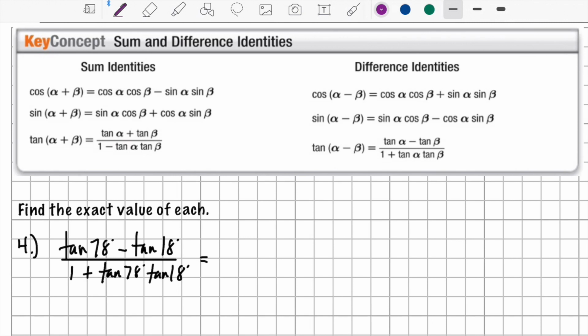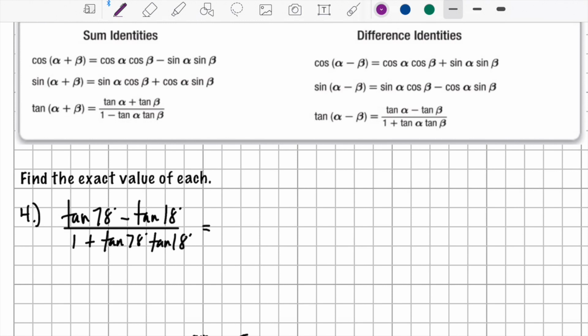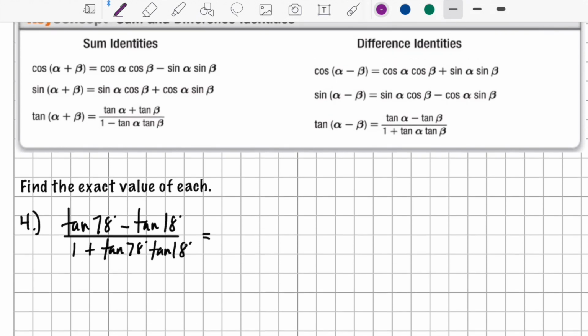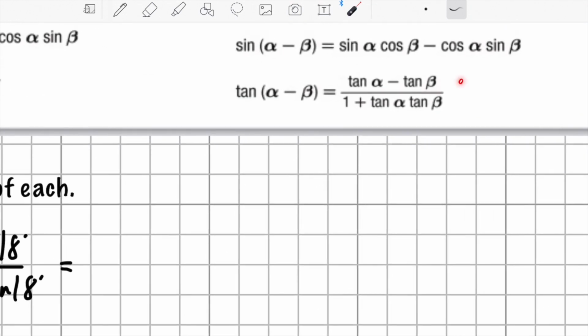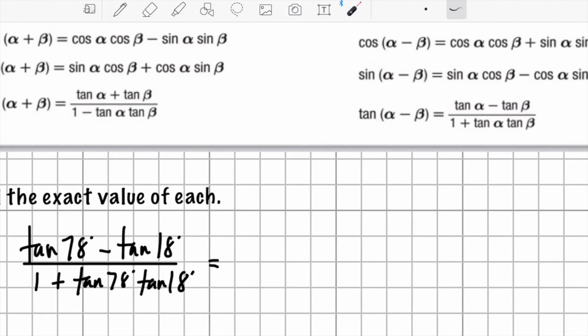So now what we want to do is find the exact value of each by rewriting as a single trigonometric expression. So let's get started with number 4. Let's look at this. Notice that now we have tangent. So if I look at my identities, this one looks like the difference. Notice it looks the same. So we're going to have to rewrite it in this form now.